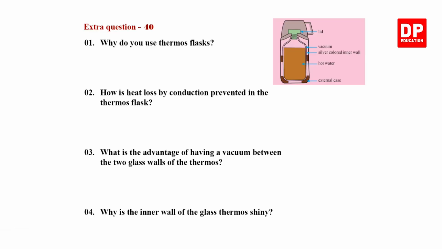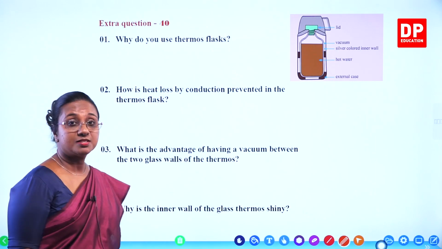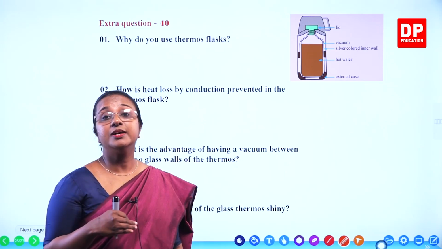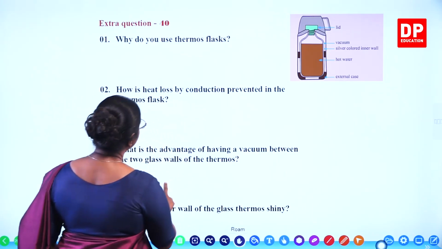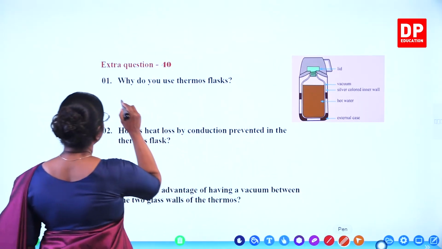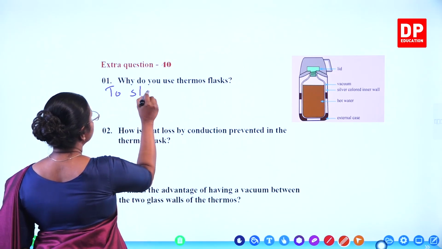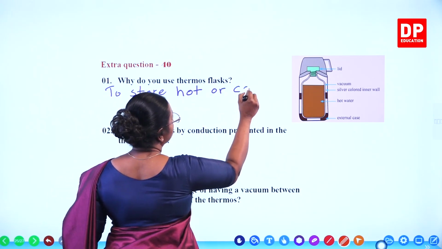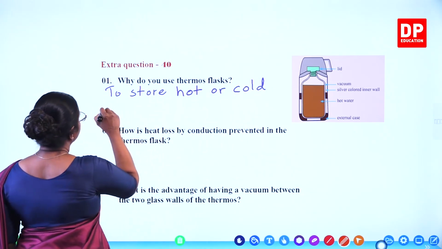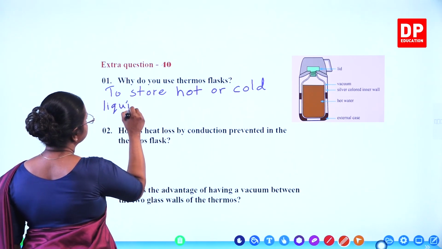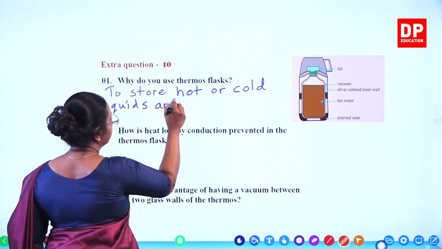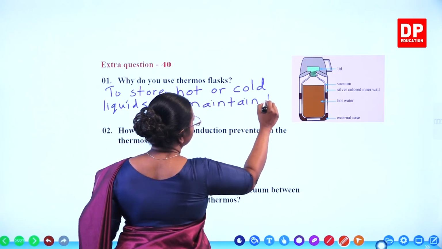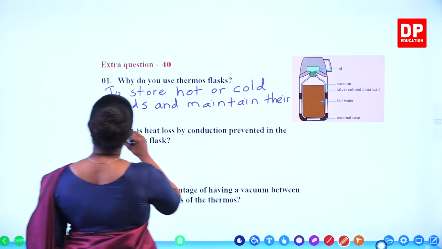Extra question 40. Why do you use a Thermos flask? To store hot liquids or cold liquids. So that is what you have to write here: to store hot or cold liquids and maintain their temperature.